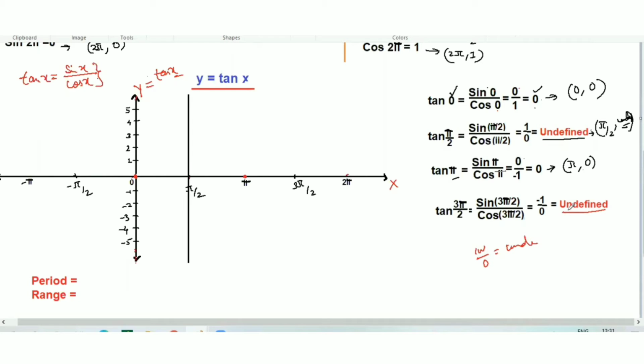Or you can say infinite. It will not go anywhere. We can't get anything here. So what is the coordinate point for this? X is 3π/2, and y is undefined, or you can say infinity. We won't get anything here. So at x = 3π/2, for y we won't get anything. So here we will have to draw an asymptote line. Here as well, an asymptote line.